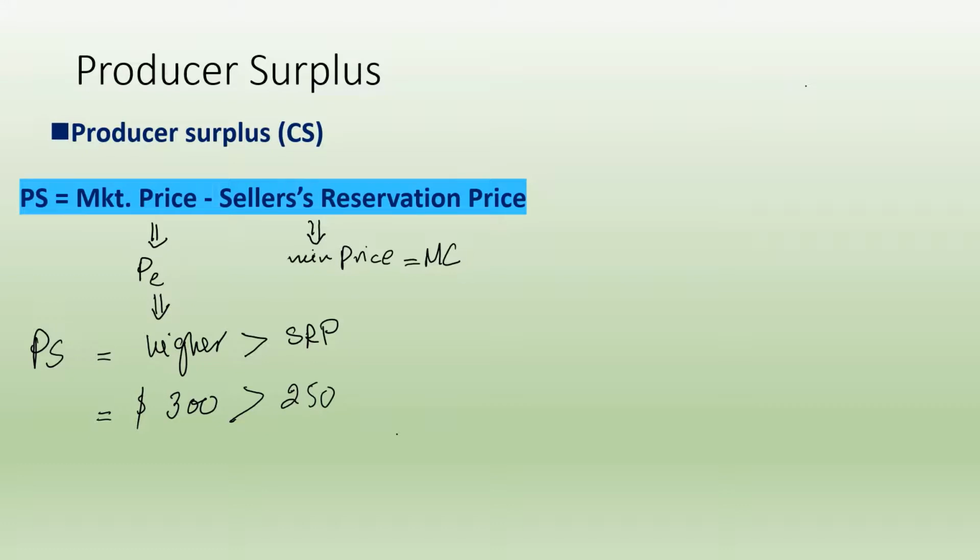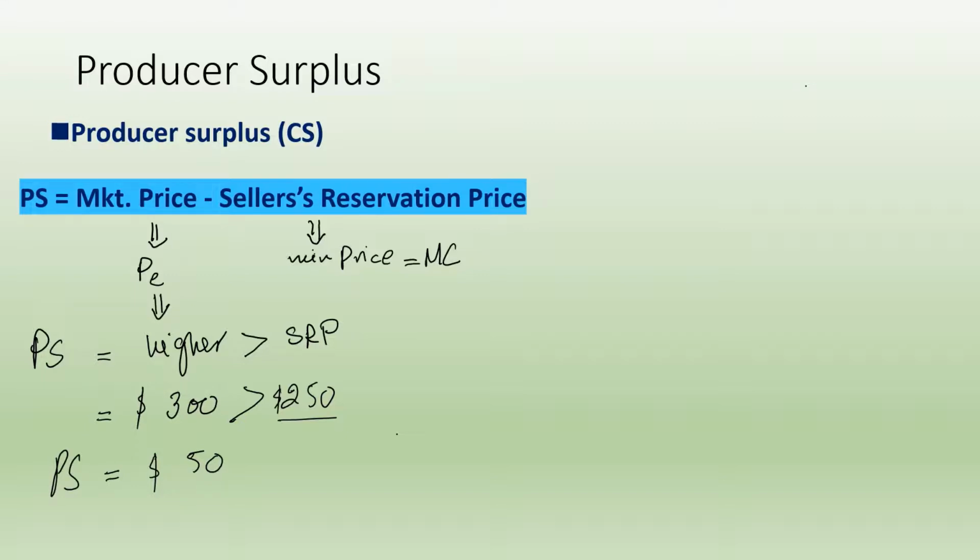Then in that case we can say that the producer has a cost of production of $250, but he is selling at a price of $300. So producers are earning $50 by selling one unit, or by selling a laptop in the market.